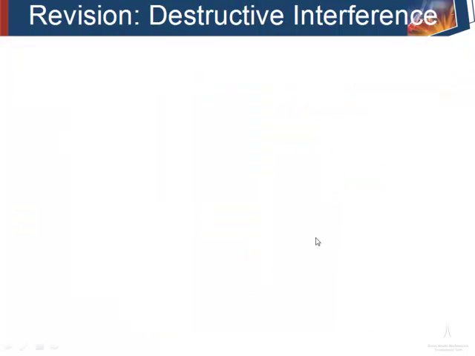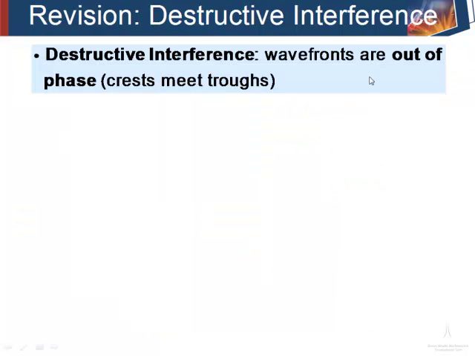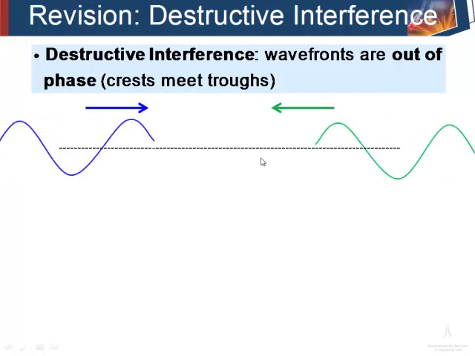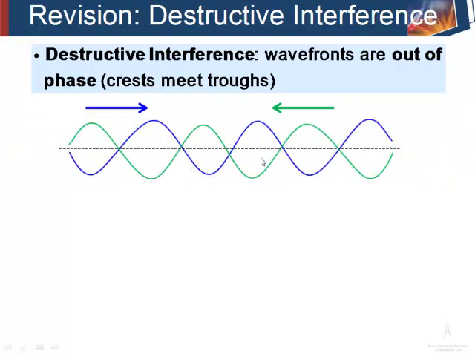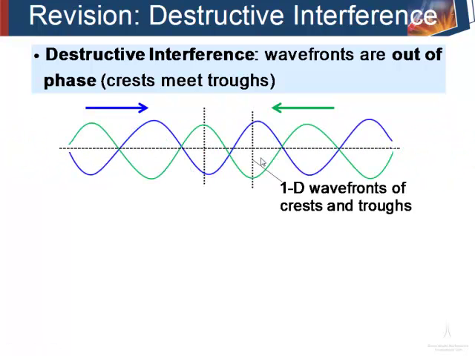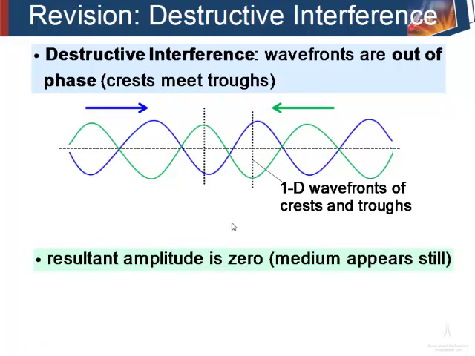In destructive interference, the wave fronts are out of phase. In other words, crests meet troughs, as shown over here in this diagram. Again, there you have your 1D wave fronts of the crests and the troughs. The resultant in this case is an amplitude of 0. In other words, if you were to observe water waves, the medium appears still, not to be moving. And in terms of our diagram, you'll simply represent it by a line like this one.